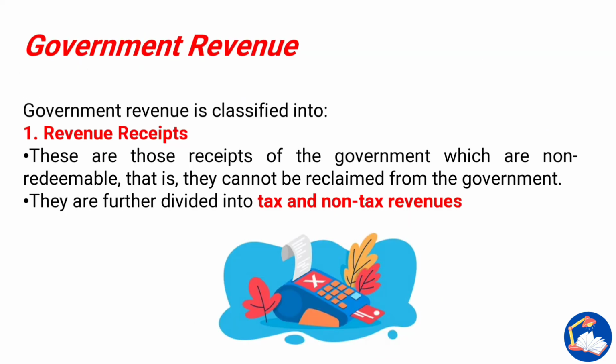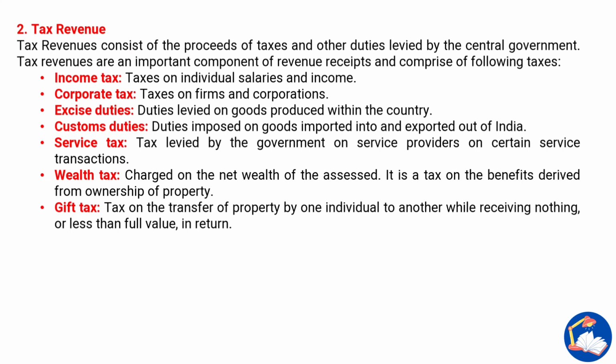Next is government revenue. Government revenue is classified into revenue receipts. These are those receipts of the government which are non-redeemable, that is, they cannot be reclaimed from the government. They are further divided into tax and non-tax revenues. Tax revenues consist of the tax proceeds of taxes and other duties levied by the central government. Tax revenues are an important component of revenue receipts and comprise the following taxes.